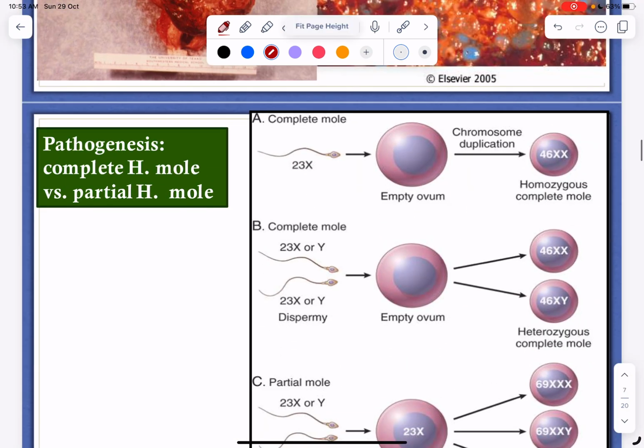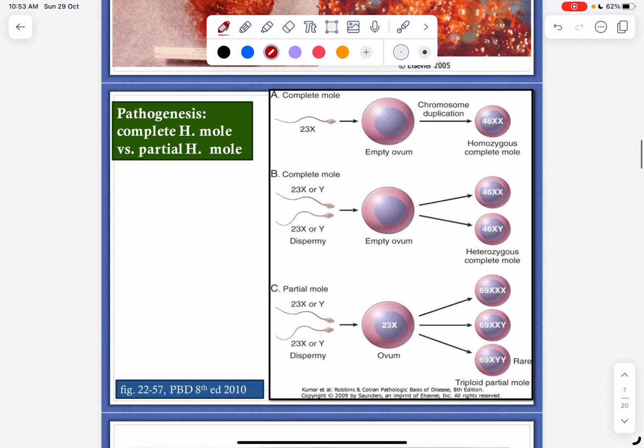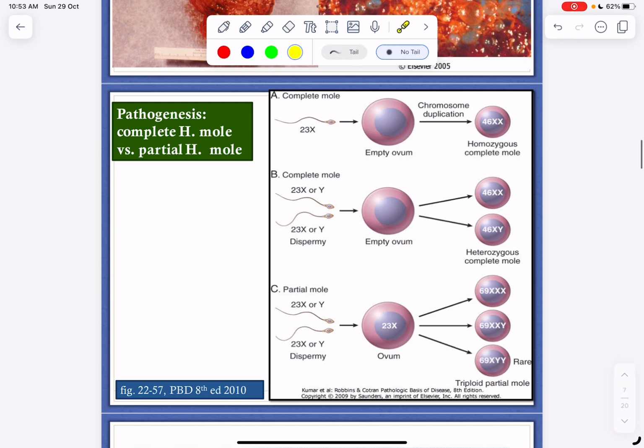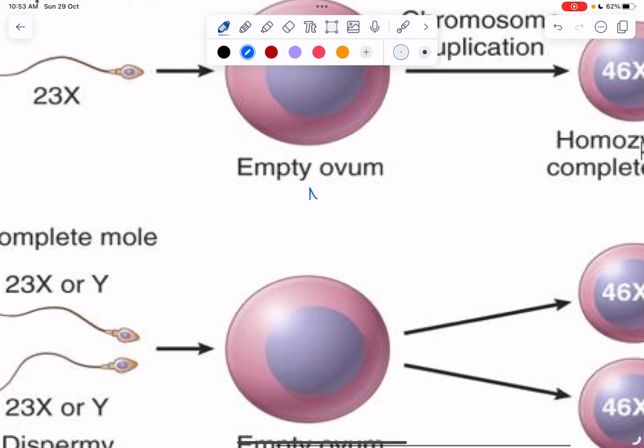Let us talk about the pathogenesis. Why is this hydatiform mole? We said that there are two types of hydatiform mole, either complete or partial. Let us talk about the complete. The complete mole is due to an empty ova without any chromosome. That means on the maternal side, there is no chromosomal sharing.